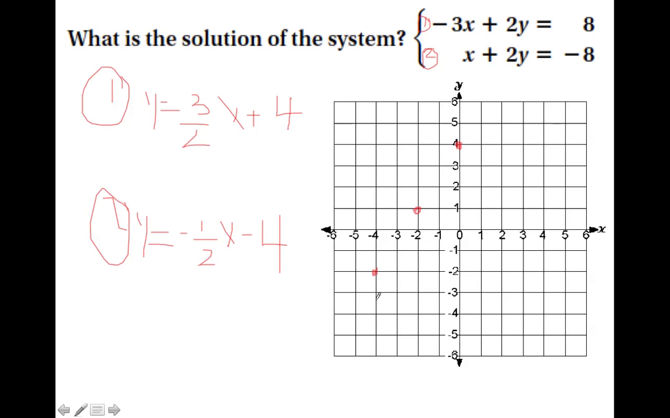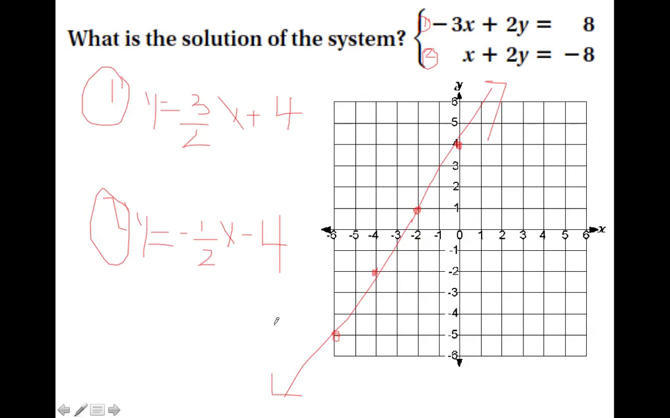And I'll do one more. Down 3, left 2, plot my point. And then we connect our points. Hopefully you can do a better job than I can. Don't forget your arrows at the end. And we can move on to our second line.